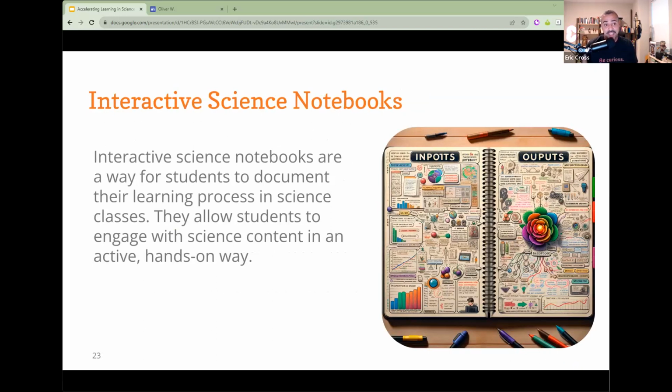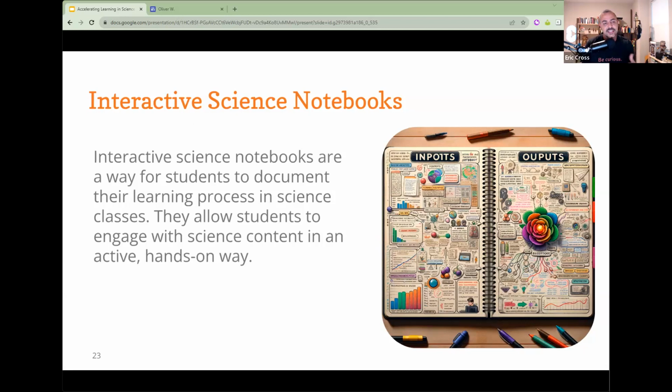Now, this is also an AI image generated science notebook. So you might notice that it didn't do well spelling inputs and outputs, but I like the visual. Science notebooks are a way for students to document their learning in science. It lets students engage in content that's hands-on by writing, but each student in this case would have their own notebook. They put in their observations, their experiments. It's personalized to the students. And some of the activities involve writing, drawing, diagramming, all of these different learning modalities.